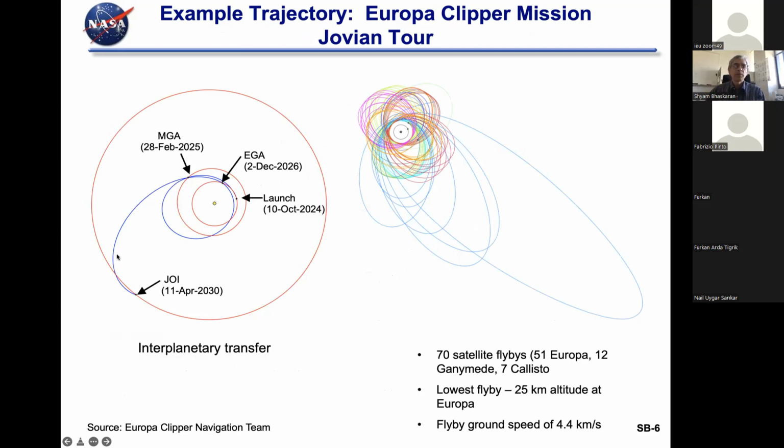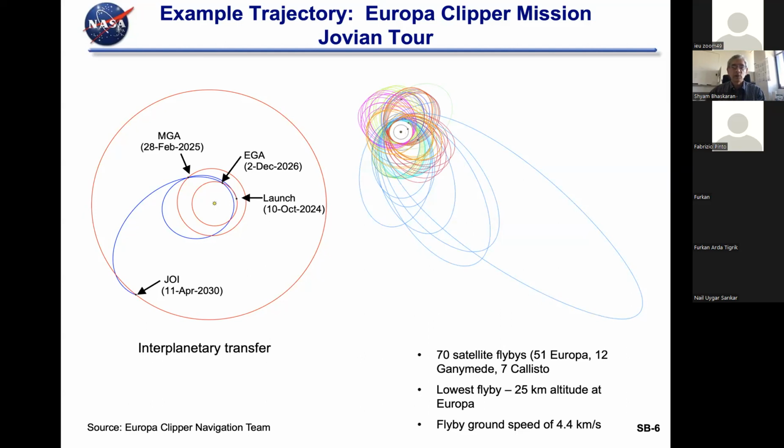Then once we get to Jupiter, on the right-hand side here, what you see is what's called a tour of Jupiter, where we fly by many of the Jovian satellites. And the goal is to fly by Europa many, many times. So there are actually 51 flybys of Europa in there. And as you can see here, this is a very complicated trajectory involving many flybys of all the Jupiter moons, and eventually flying by Europa 51 times to do science at Europa.